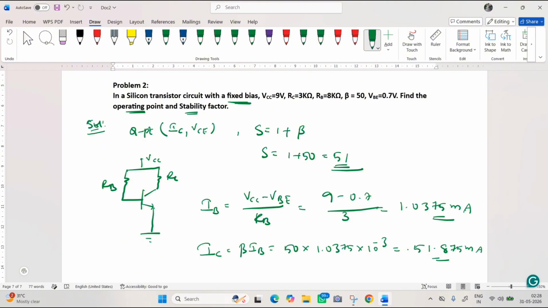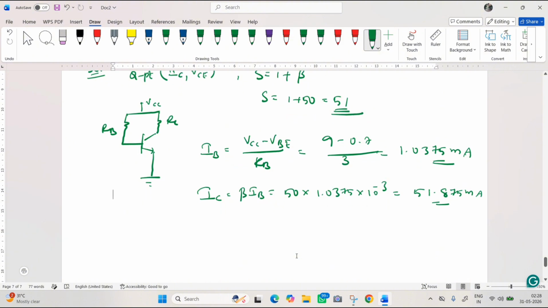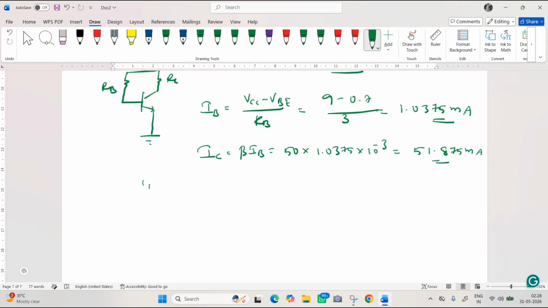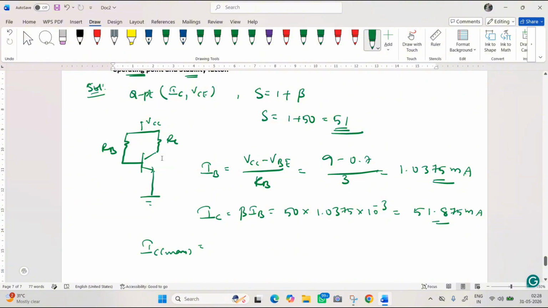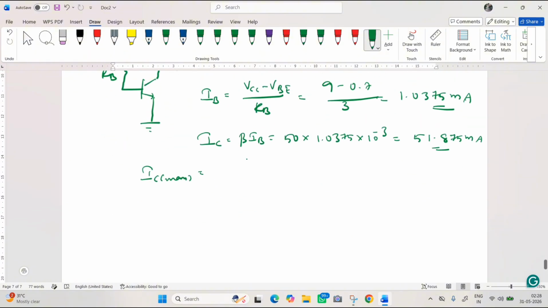It means this transistor is in saturation region. We have to find the maximum collector current in this case. So how to find this maximum collector current? Maximum collector current will be equal to VCC by RC. See, this is the collector current, VCC by RC. Again, we can substitute these values over here. That is VCC is equal to 9 and RC value is equal to 3 kilo ohms. Then this value is equal to 3 milliamps.